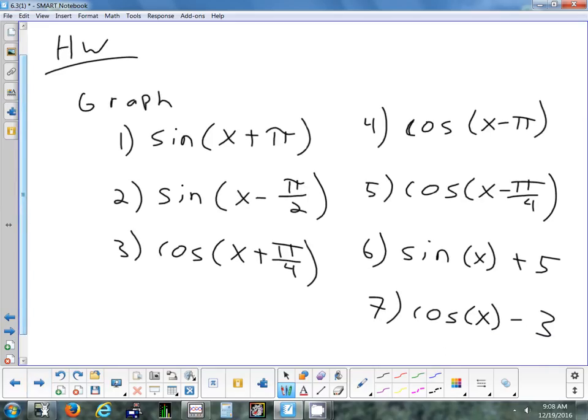Okay, so the homework tonight will be a worksheet. Okay, it'll be these 7 problems, so I'll just pass them out. They're already on the worksheet. We'll take a look at it tomorrow, and then we'll finish up all the individual transformations of sine and cosine. And then Wednesday, we'll start putting it together and do multiple.